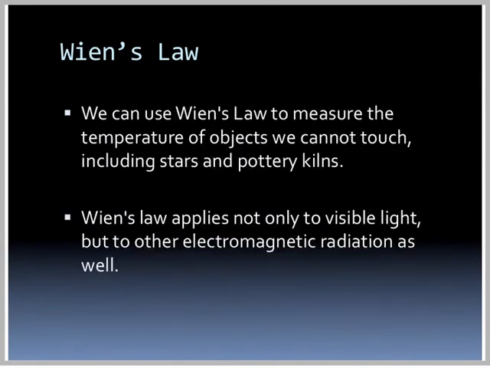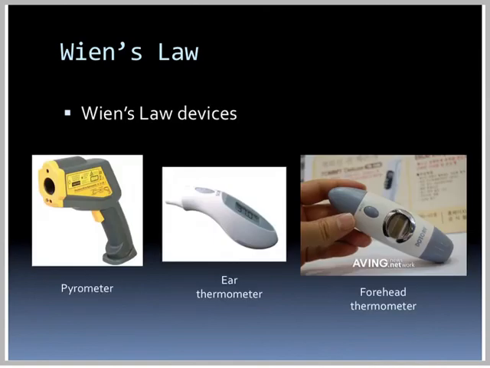So we can use Wien's law to measure the temperature of objects we cannot touch, including things like stars or pottery kilns. Wien's law applies not only to visible light, but to other electromagnetic radiation as well. We have lots of devices that use Wien's law. Pyrometers: say I wanted to measure the temperature of a really hot oven. This object looks at the light coming off of it and tells you the temperature.